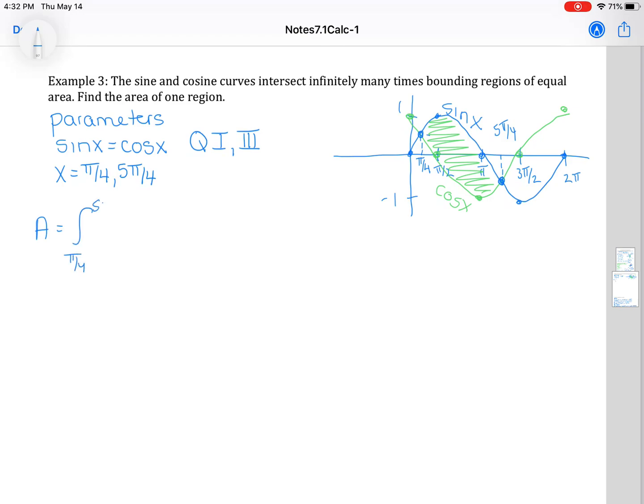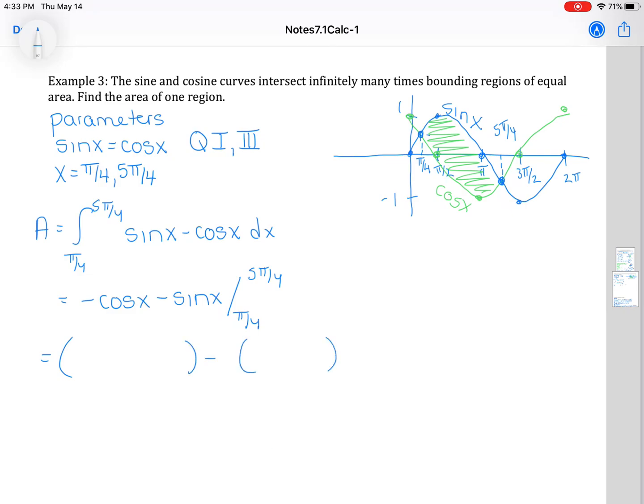All right, so area equals, our parameters go from pi over 4 to 5 pi over 4. We said that the sine function was above the cosine function, so sine x minus cosine x dx. When we integrate, the integral of sine is negative cosine. The integral of cosine is just regular sine. And we're evaluating from pi over 4 to 5 pi over 4. So 5 pi over 4 is going to go in first. So we have negative cosine 5 pi over 4 minus the sine of 5 pi over 4, minus negative cosine pi over 4 minus sine pi over 4.